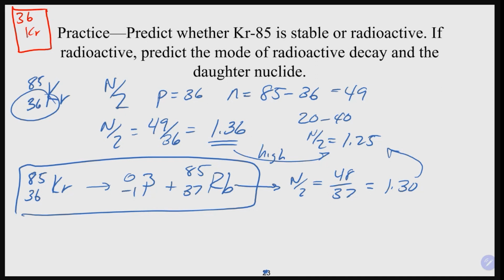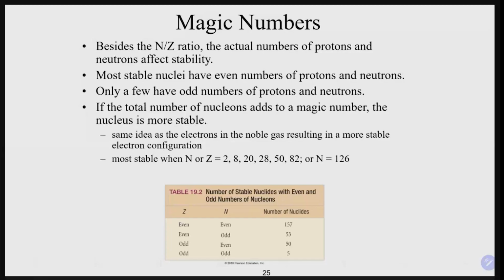Question on N to Z stability here. Okay, we're going to continue on here. So we're talking about stability, and one very common way to look at stability is what we just did, which is the N to Z ratio with the actual number of protons and neutrons that are involved. There are some other things that sometimes we look at in terms of stability. Most stable nuclei will have sort of an even number of protons or neutrons.